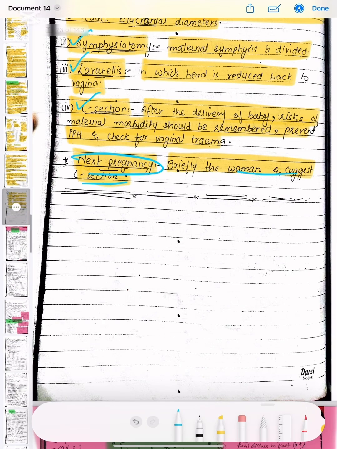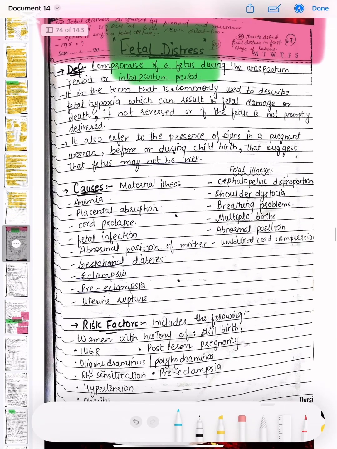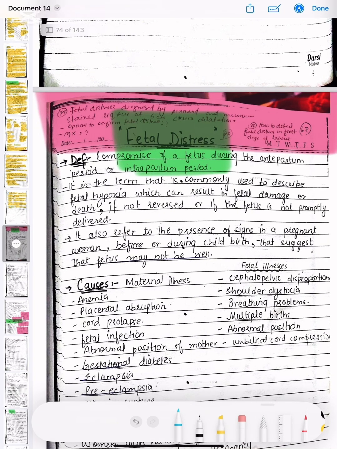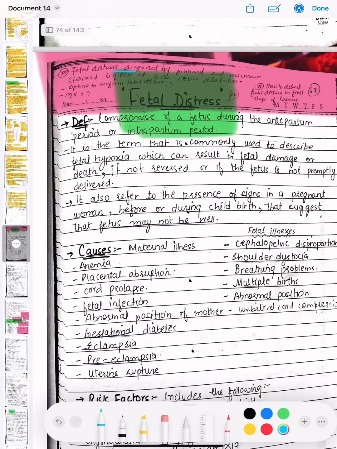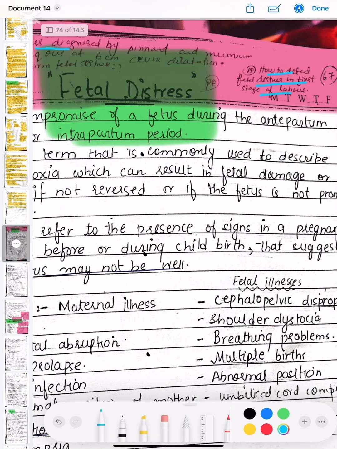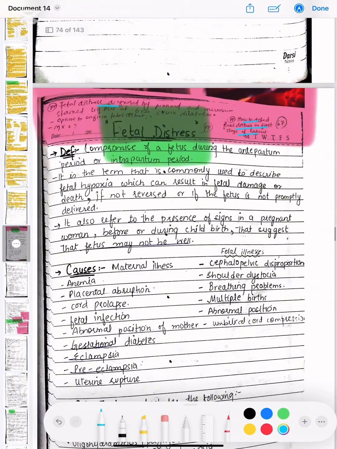Okay, now the next topic is fetal distress. So we have a scenario of how to detect fetal distress in the first stage of labor, and another scenario in which fetal distress is diagnosed by CTG and meconium staining of liquor at 6 cm cervical dilatation is present. So what are the options to confirm the fetal distress and what are the management options?